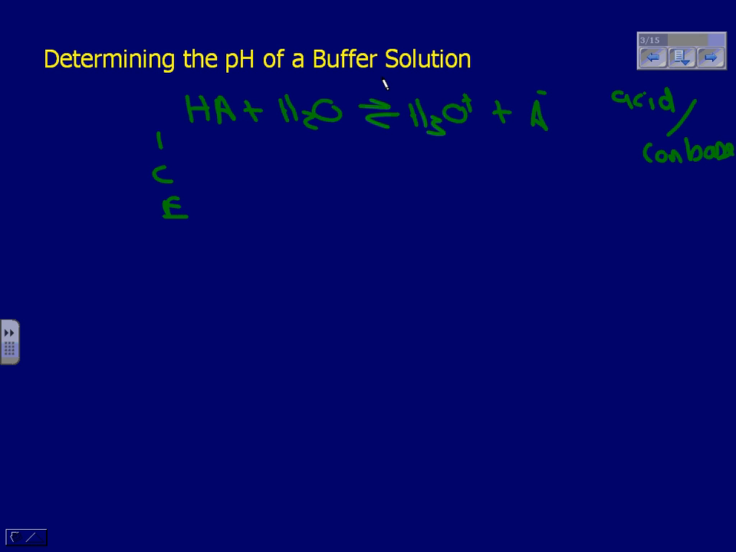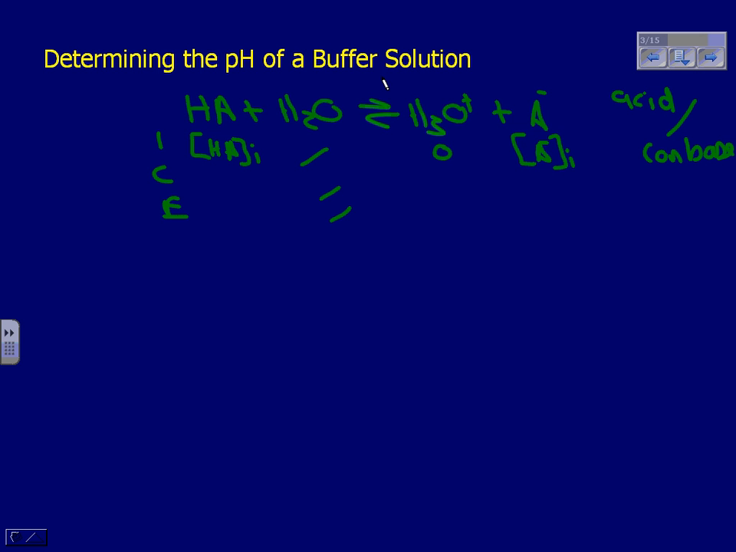ICE, this time again, I've got HA initial, what we started with. The water doesn't count. I've got 0 H3O plus, and the fact that this is a buffer, or however you want to word this, because it's a buffer, I'm now going to also have A minus initial. That comes from the other ion. That comes from the other substance. That's what makes it a buffer.